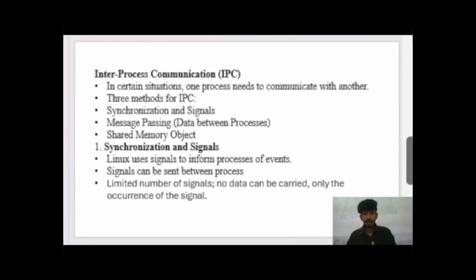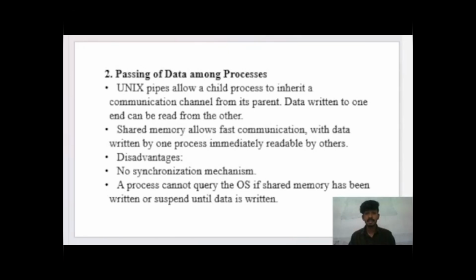The next topic is interprocess communication. In certain situations, one process needs to communicate with another process. This is done by three methods: synchronization and signals, message passing, and shared memory objects. The second one is message passing. Unix pipes allow a child process to inherit a communication channel from its parent. Data written to one end can be read from the other.